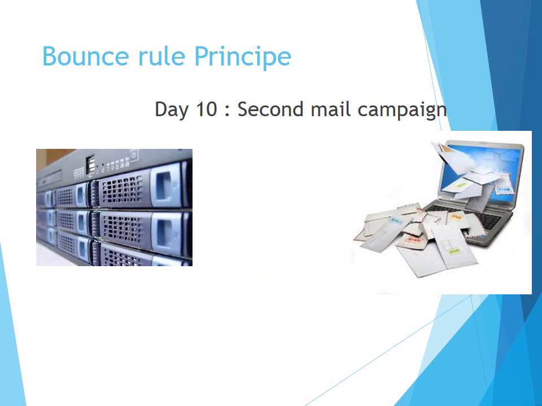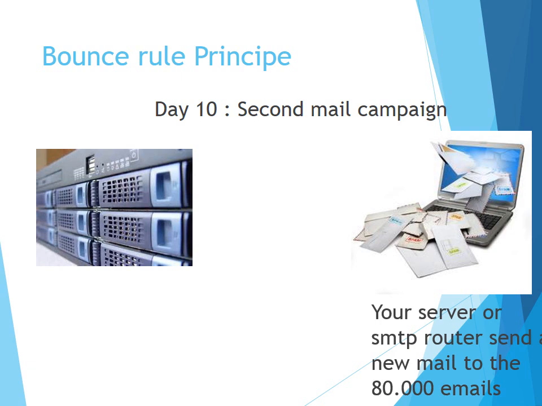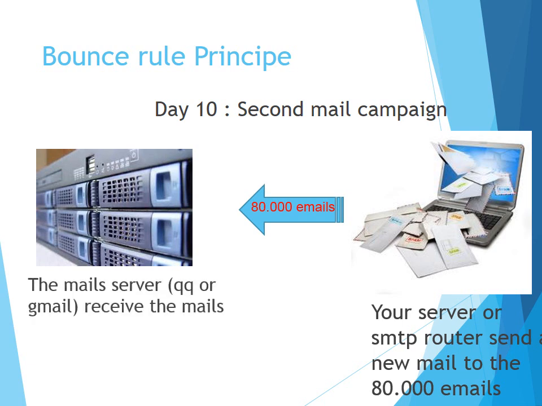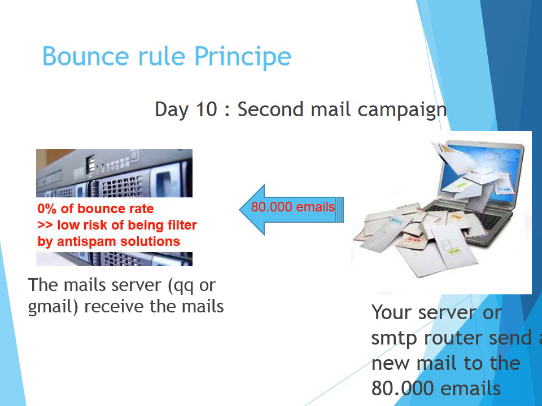So 10 days later, when you want to do a new campaign, you have 80,000 emails. Yes, you have removed 20,000 wrong emails. You send a new email to 80,000 addresses. The huge email servers, Yahoo, any of them, receive them. There is no bounce. Yes, you have treated all the bounces already, so it's perfectly clean. And the anti-spam solution, which uses the bounce system a lot, will consider that this time it's clean. It will maybe banish you for another reason. There are plenty of criteria, but not for your bounce rate, at least. So you will not be banished.